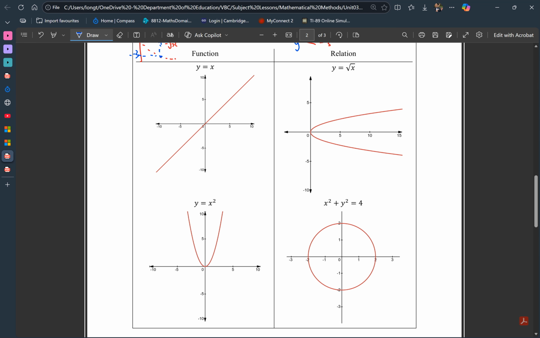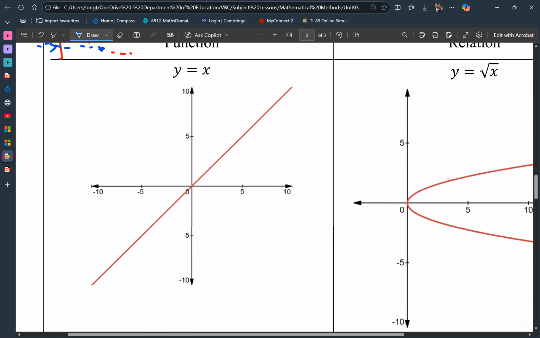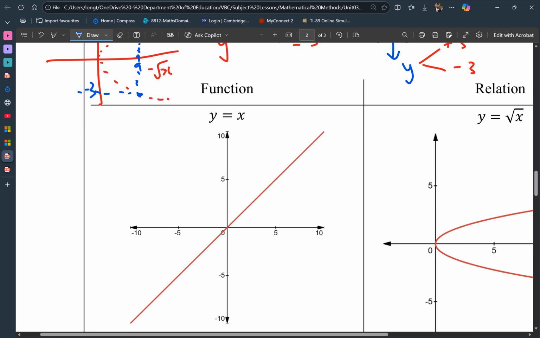All right, let's have a look. Is the first one, y equals x, a function or a relation? Function. Now, in Year 11, we said there was a test to figure this out. How do you test for a function again? Vertical line test. Why does it work?